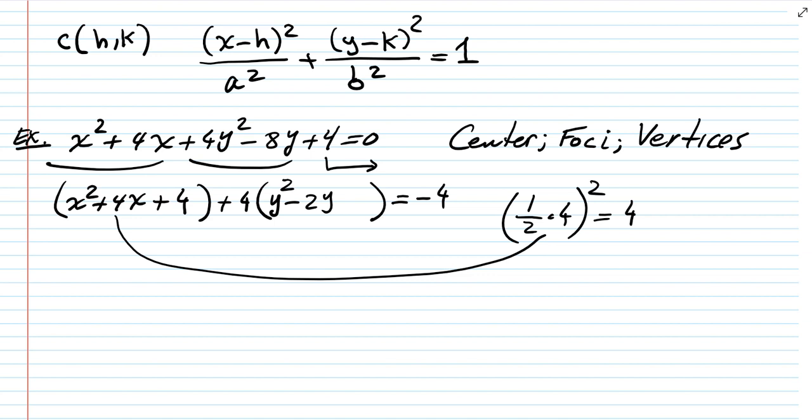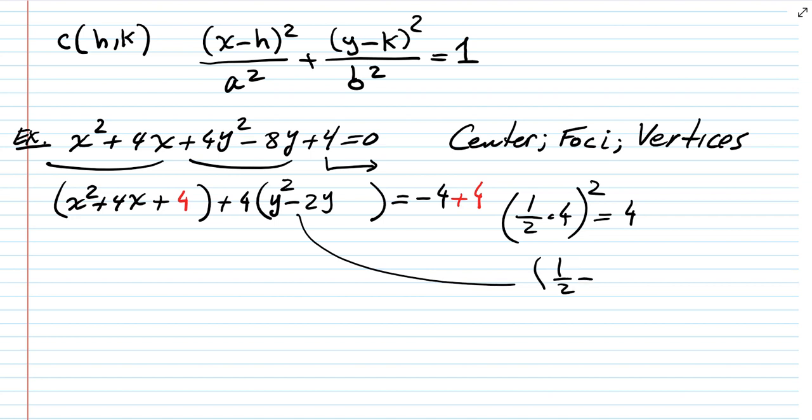That's what we add on the left side. And so I don't forget it, I'm going to add 4 on the right side also. In fact, let me use a red color. So that's why we need 4 on both sides. And then what about with y? Well, 1/2 of negative 2, that's squared. 1/2 of negative 2 is negative 1, squared is 1. So I'm going to add plus 1 and add 1 on this side.